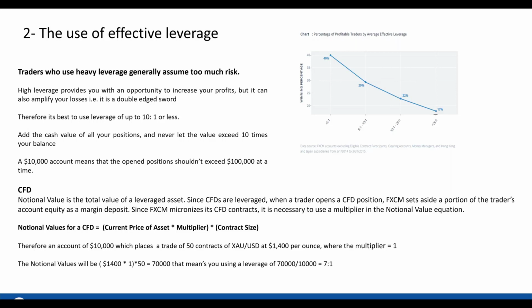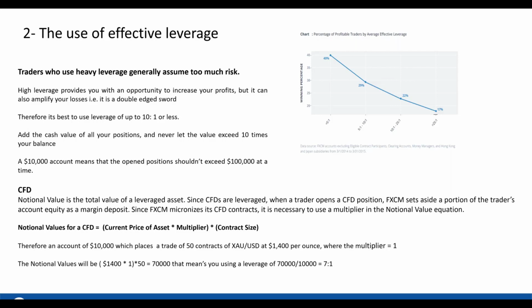CFDs. Notional value is the total value of a leveraged asset. Since CFDs are leveraged, when a trader opens a CFD position, FXCM sets aside a portion of the trader's account equity as a margin deposit. Since FXCM micronizes its CFD contracts, it is necessary to use a multiplier in the notional value equation. Notional value for a CFD equals the current price of the asset times the multiplier times the contract size.